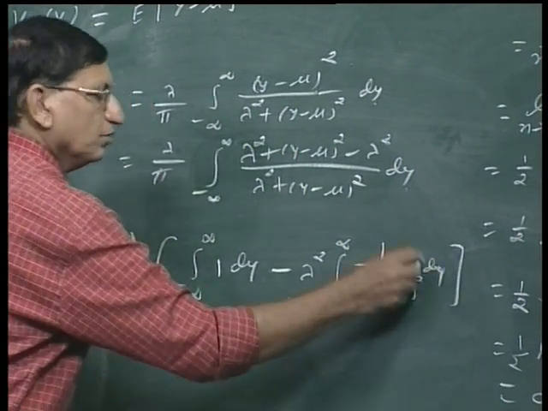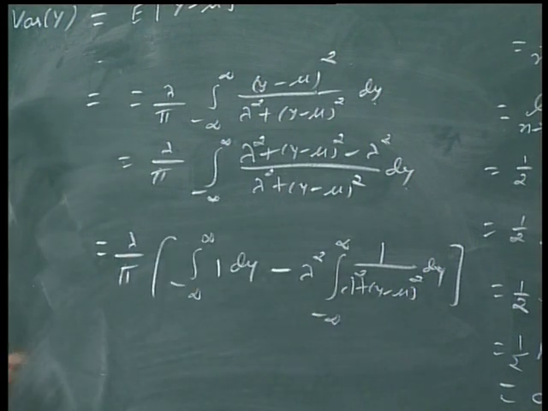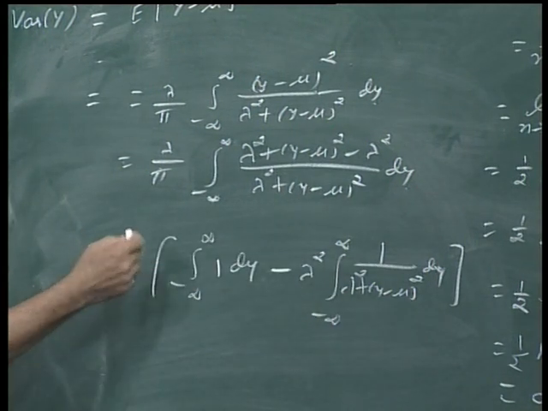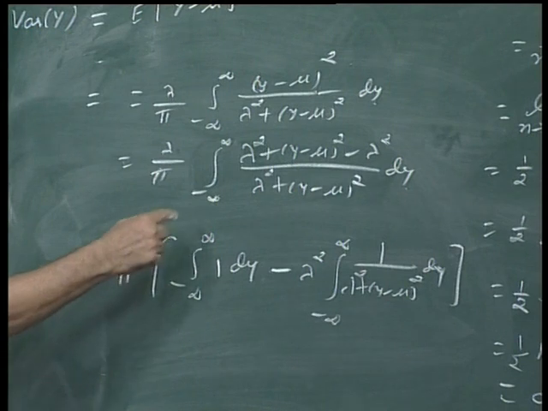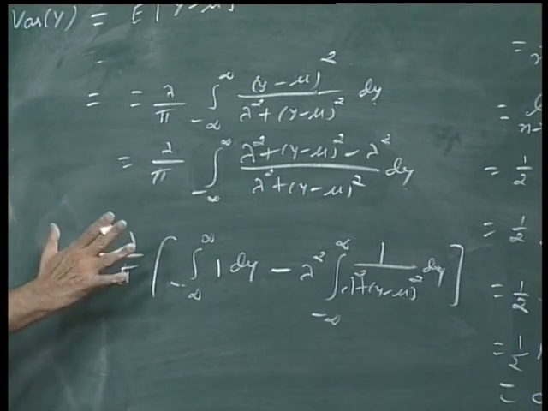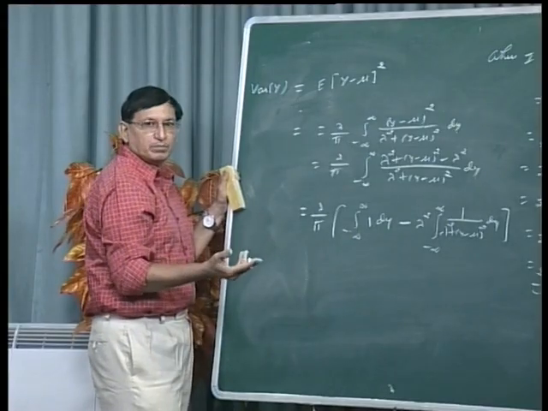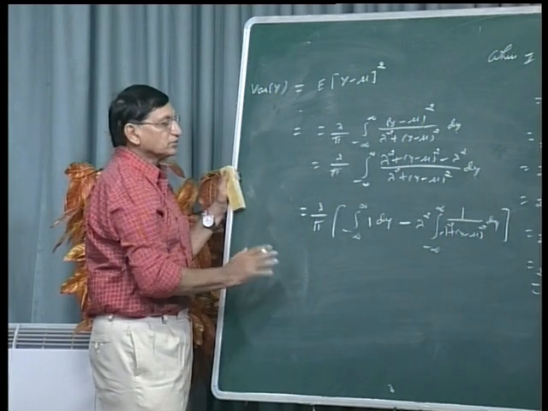Now we know that we can find this value. In the mean also we derived this type of integral. But here we cannot find, because integral of 1 is y, replacing by infinity and minus infinity we get infinity. So value is infinite. So if expectation is infinite, we say that expected value does not exist. So here in this case variance does not exist.